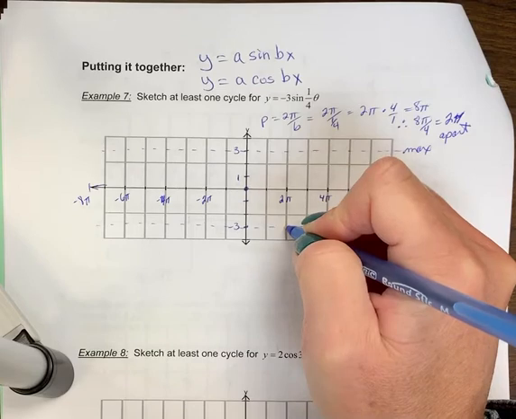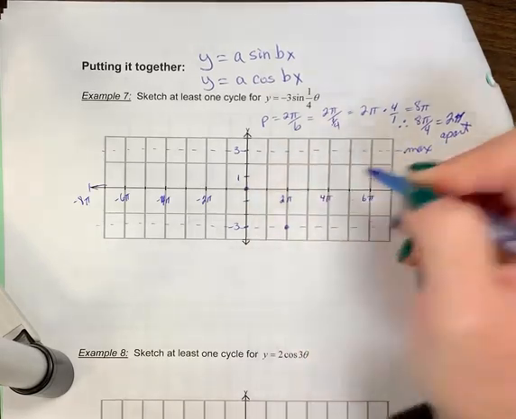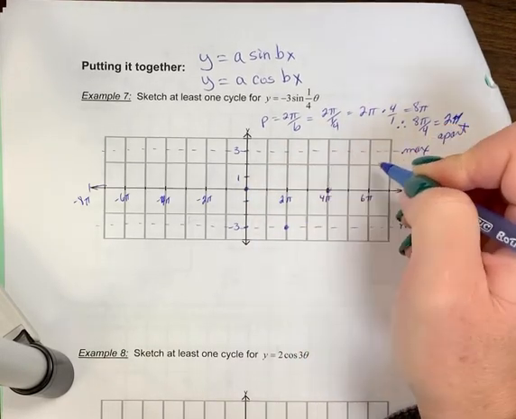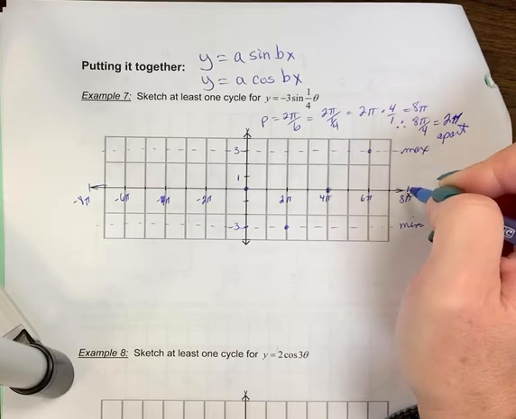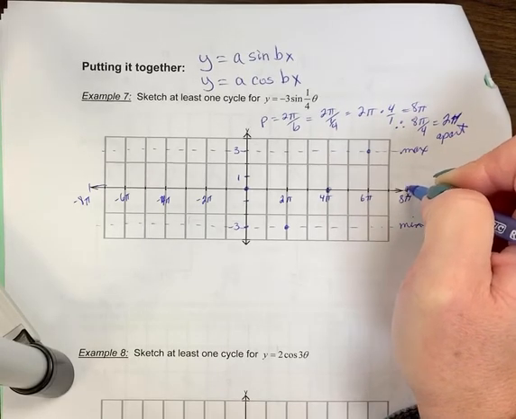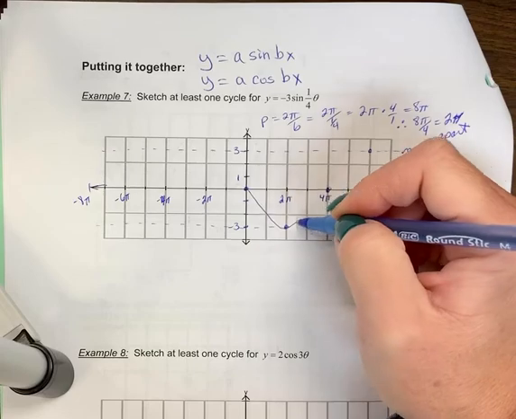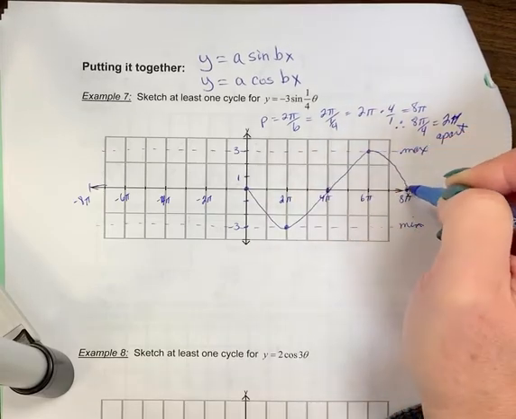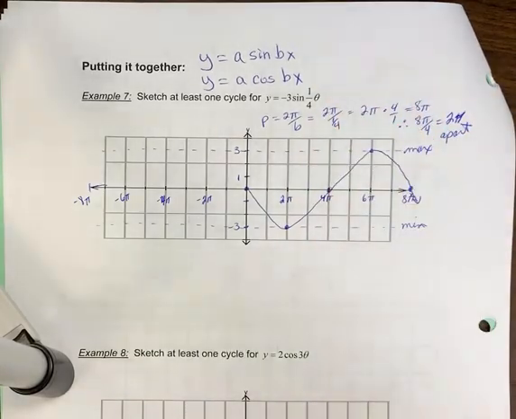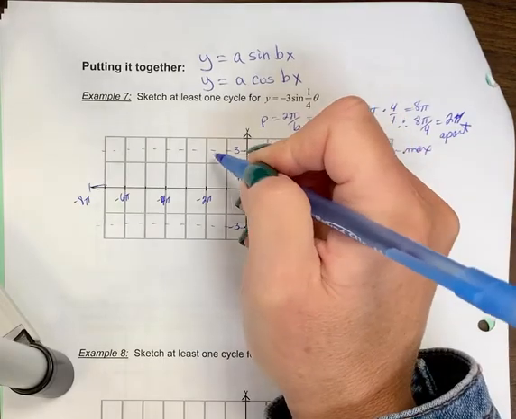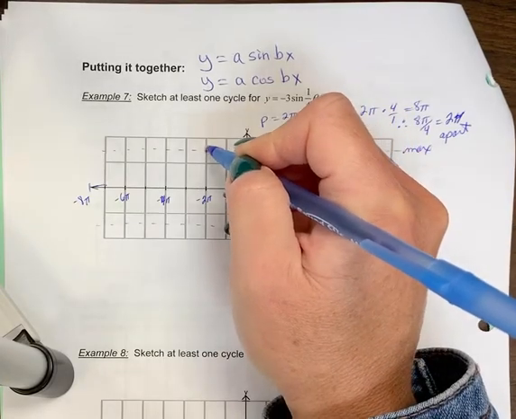And once you get that first point, you know the pattern just continues through the median, max, and mins. So this is what it's going to look like. Again, very important with the scales. I'm going to put my arrowheads because it doesn't give me the domain. So that means it continues in both directions forever.